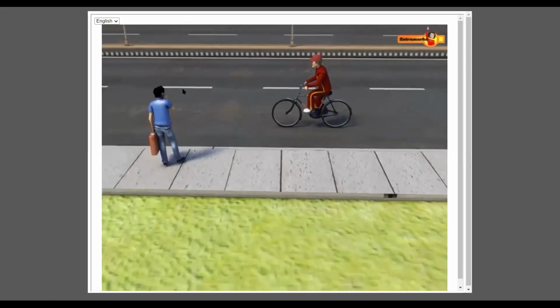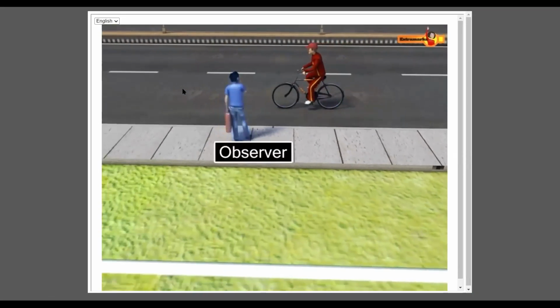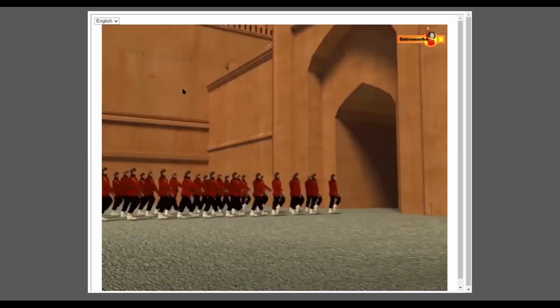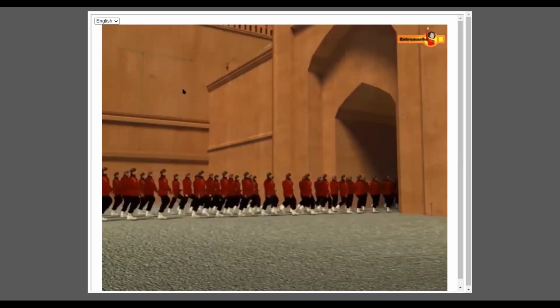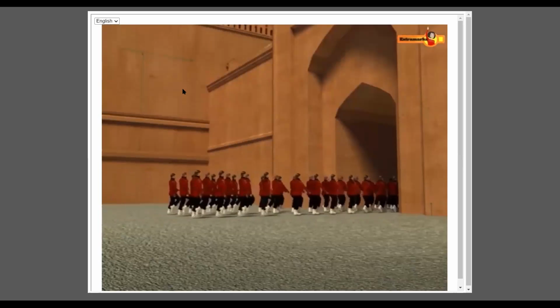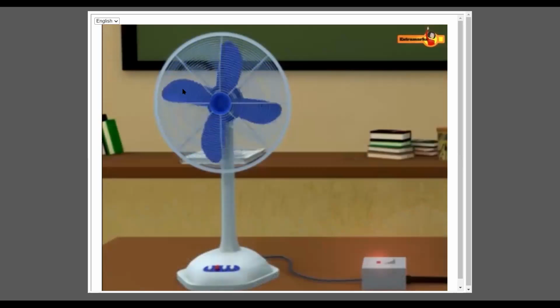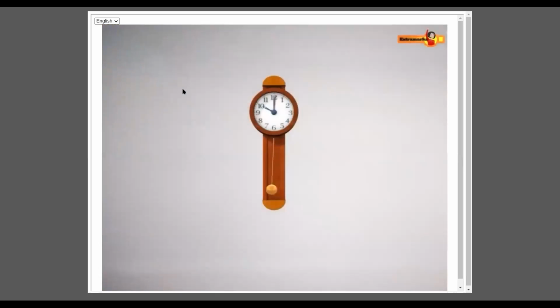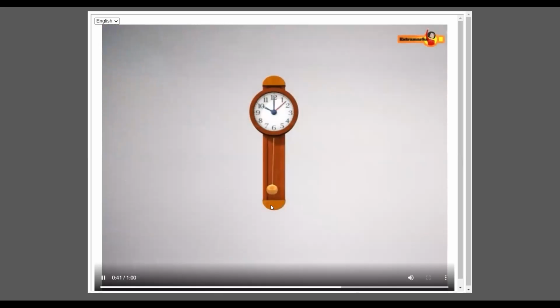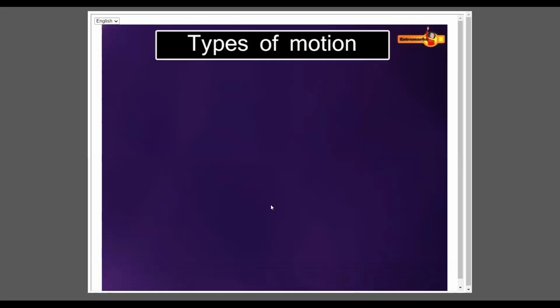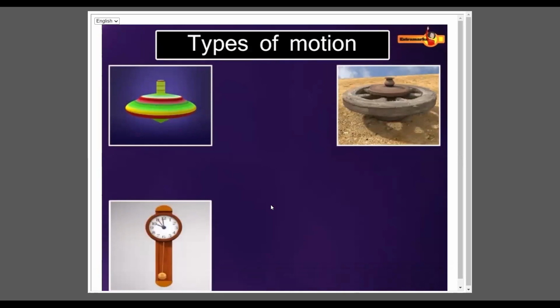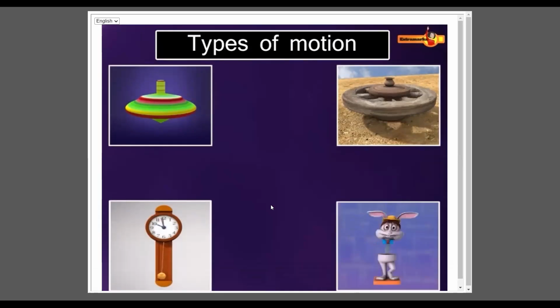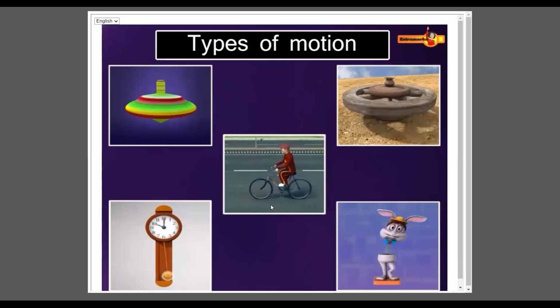Motion is the change in position of an object with respect to the observer. In daily life, we observe different types of motion, as here we can see the motion of soldiers in march past, the motion of blades of a table fan, the motion of the pendulum of the clock, and many more. The various types of motion are rotatory motion, circular motion, oscillatory motion, vibratory motion, and translatory motion.